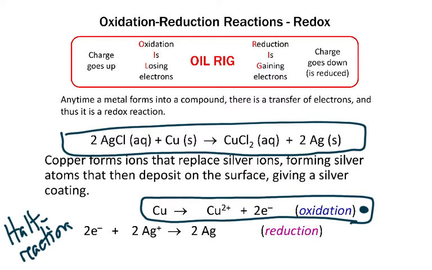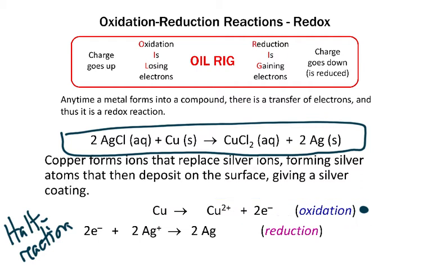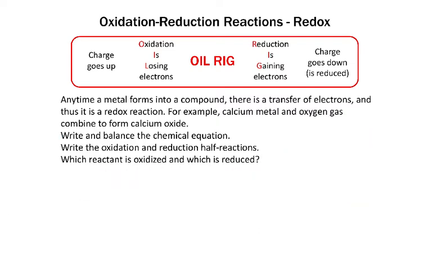Notice one of the rules is that both sides of the arrow have to have the same total charge. Lots of things are conserved, and charge is conserved. So plus 2 here and then 2 electrons balances out to be neutrally charged. We can also write the reduction half reaction, where we have 2 electrons plus silver ions form 2 silver atoms, neutral. These are examples of half reactions. Anytime a metal forms into a compound, there's a transfer of electrons, and thus it is a redox reaction.